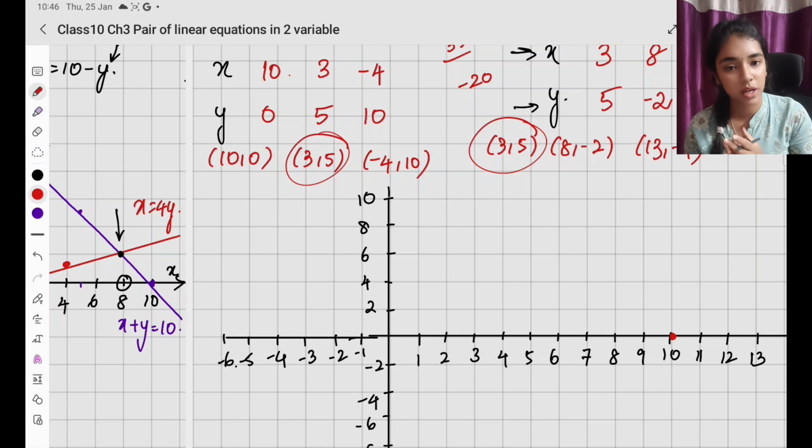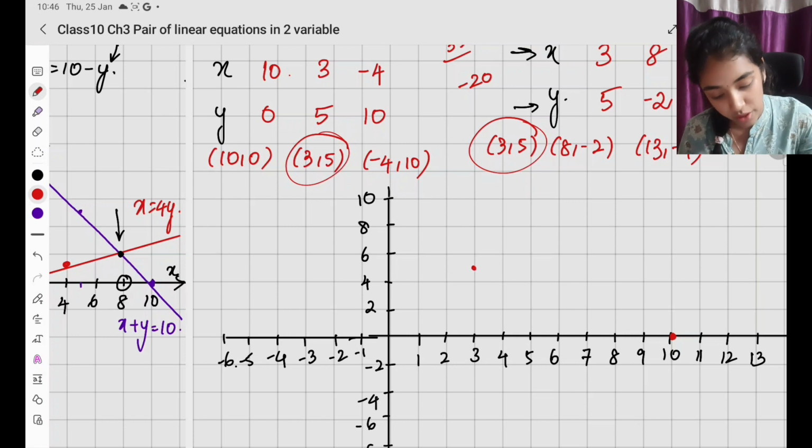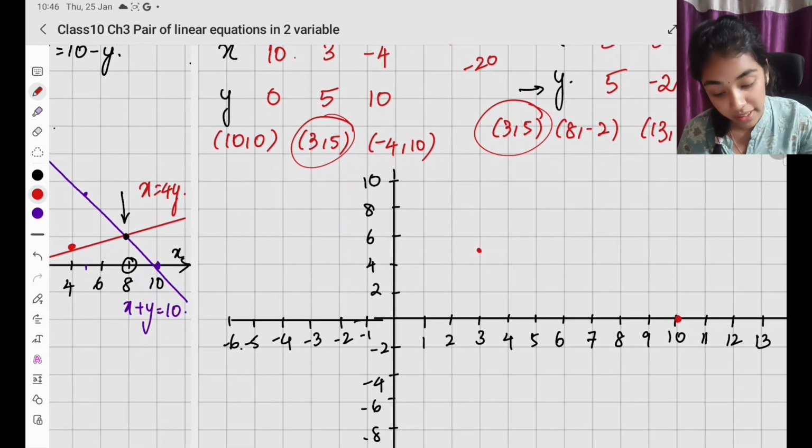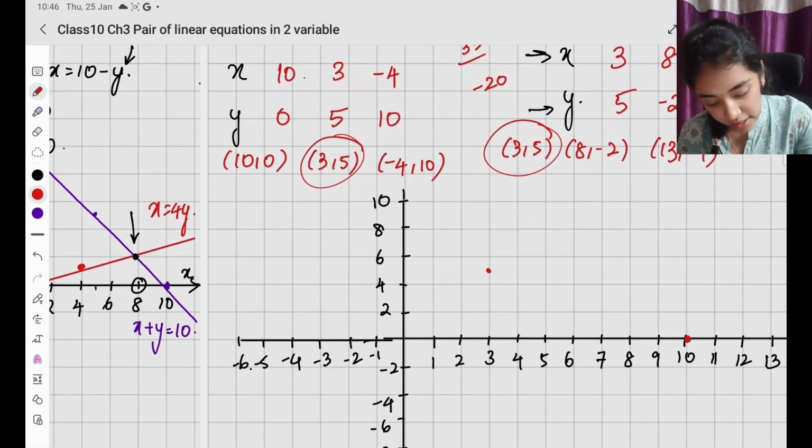That's all. We have found the solution. So just plot the graph correctly. 10, 0. Then you have 3, 5. So 3, 5 is going to be over here. Then minus 4, 10. Sorry, minus 4, 10 is going to be over here. Okay, so when I join these points, what do I have?